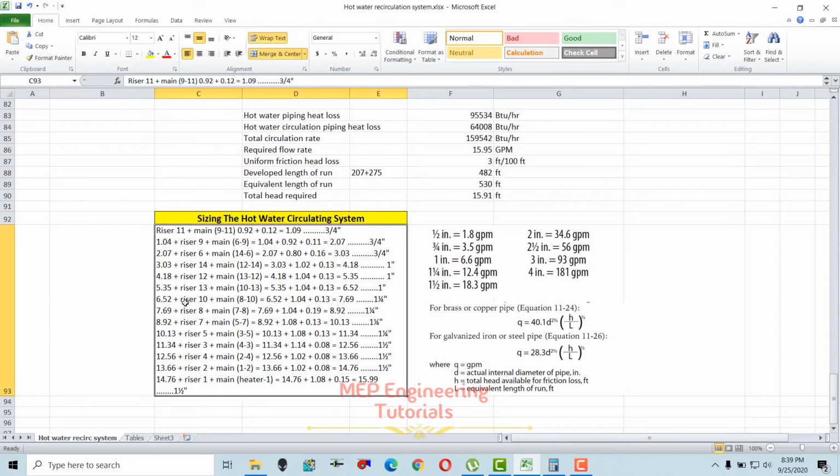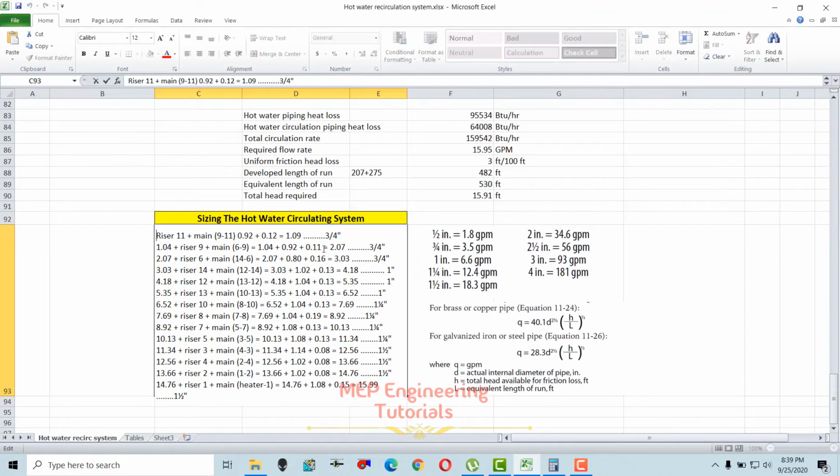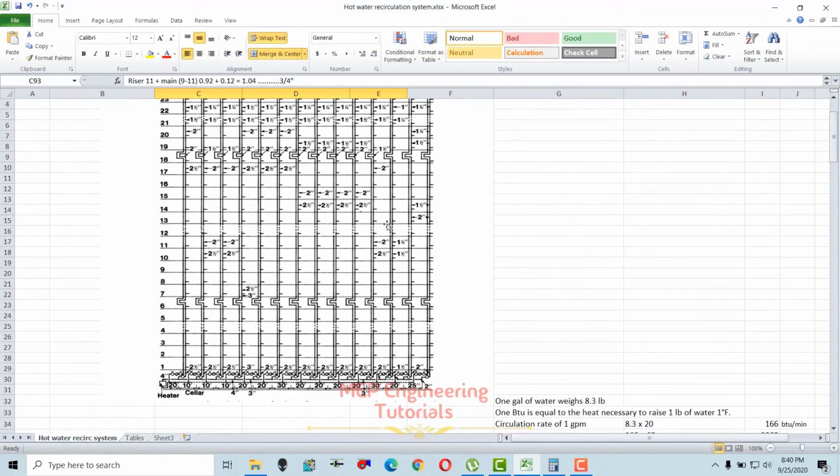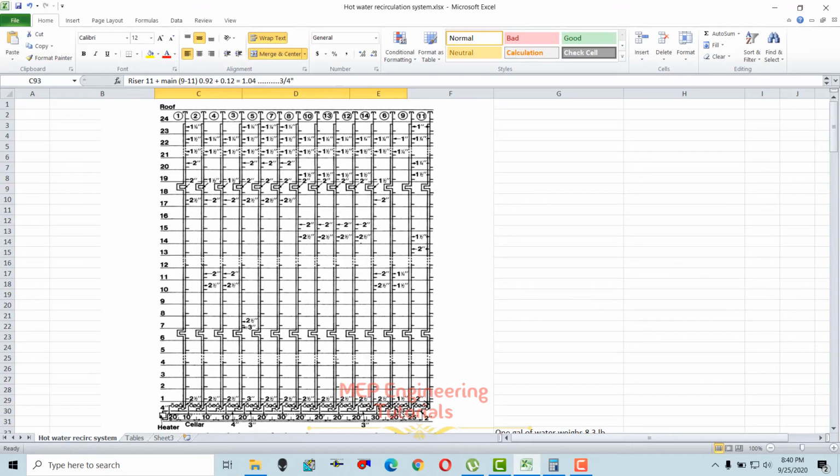So I'm gonna take another example in here. So let's take the second one also, 1.04. 0.92 plus 0.12, it is 1.04, sorry. So let's take the second main pipe size. So now we will calculate the size for the second one here.